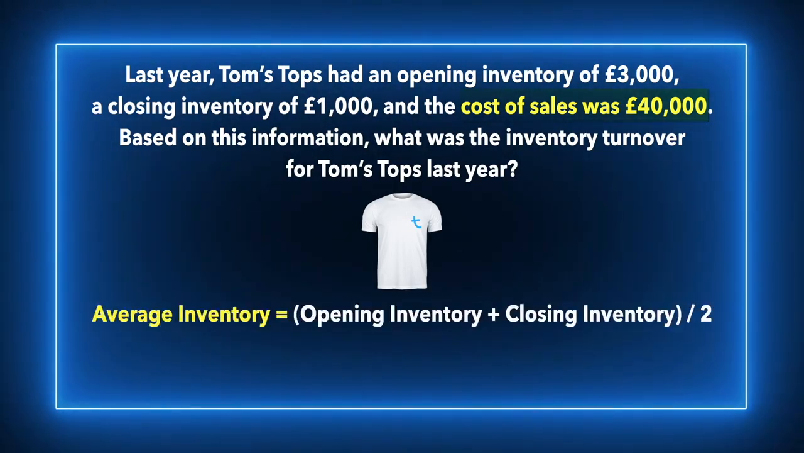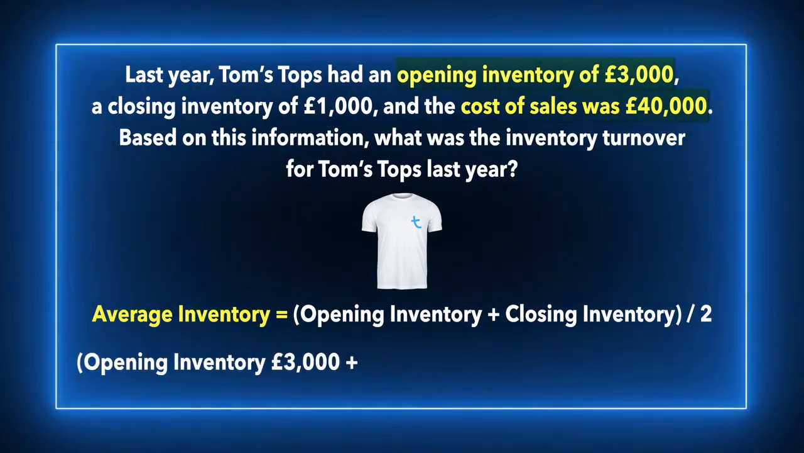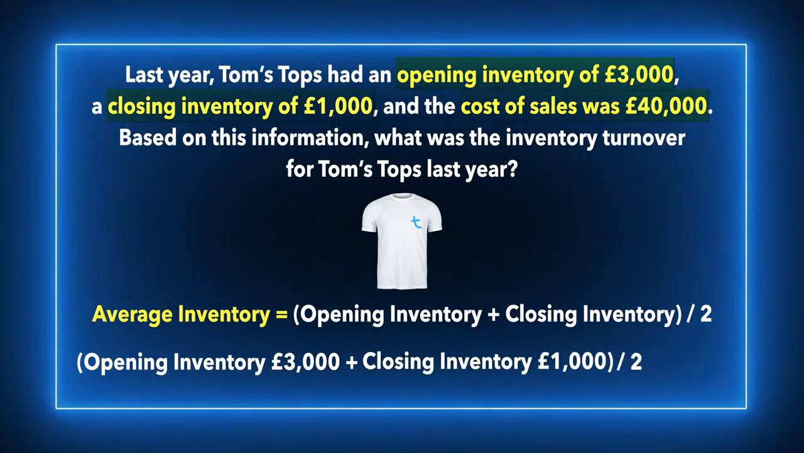The average inventory figure can be calculated by adding the opening inventory and the closing inventory together, then dividing the answer by 2. In this scenario, we have an opening inventory of £3,000 and a closing inventory of £1,000. So we need to add these figures together and divide them by 2, which gives you an answer in this scenario of £2,000. This is the average inventory figure that you've been looking for.